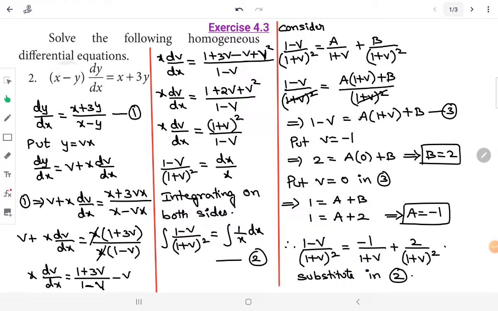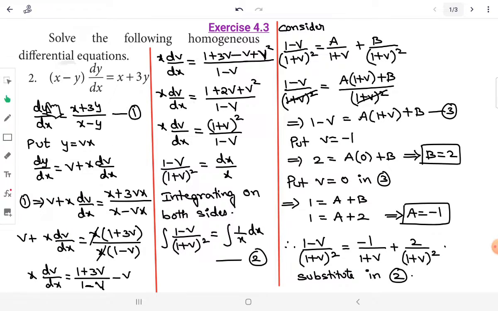Dear students, in this video we are going to see exercise 4.3 question number 2. Solve the following homogeneous differential equation. (x minus y) dy by dx is equal to x plus 3y. Clearly here we can't do the variable separable method. If I write dy by dx is equal to (x plus 3y) divided by (x minus y), clearly the numerator and denominator are of degree 1. So it comes under the homogeneous differential equation.